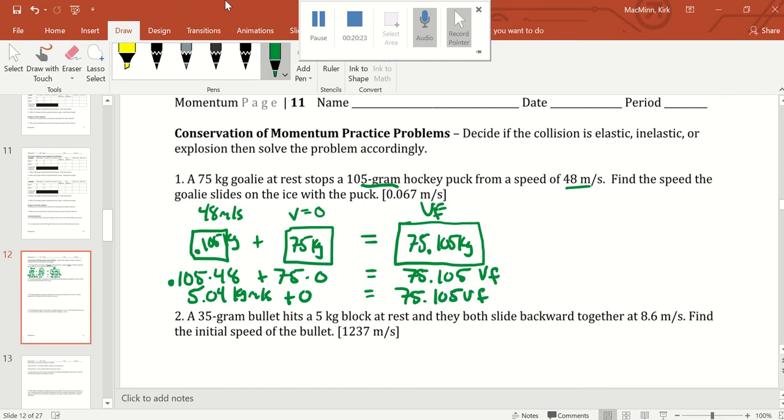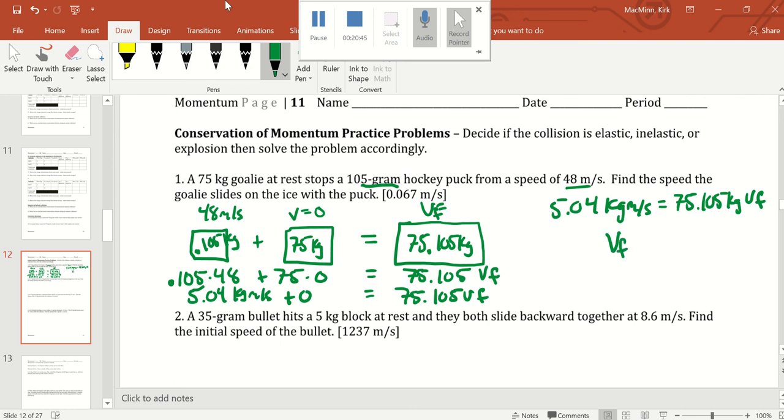So I'm going to go ahead and solve. I have 5.04 kilogram meters per second equals 75.105 kilograms VF. So we're going to divide both sides by 75.105.